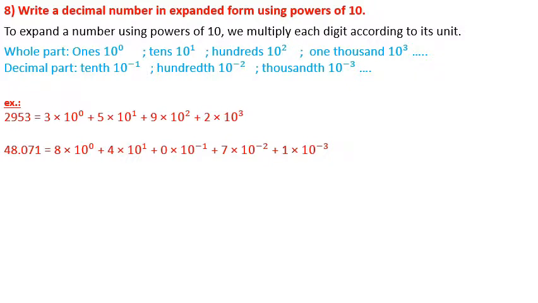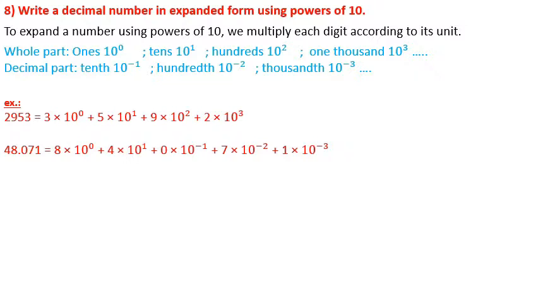How can we write a decimal number in expanded form using powers of 10? To expand a number using powers of 10, we should multiply each digit according to its unit. How? If we start with the whole part, the first unit is the ones. So we multiply the ones by 10 to the power 0, tens by 10 to the power 1, hundreds by 10 to the power 2, and so on.